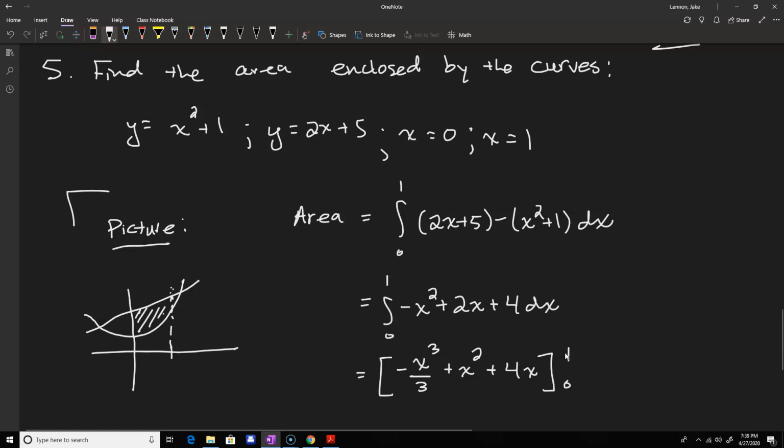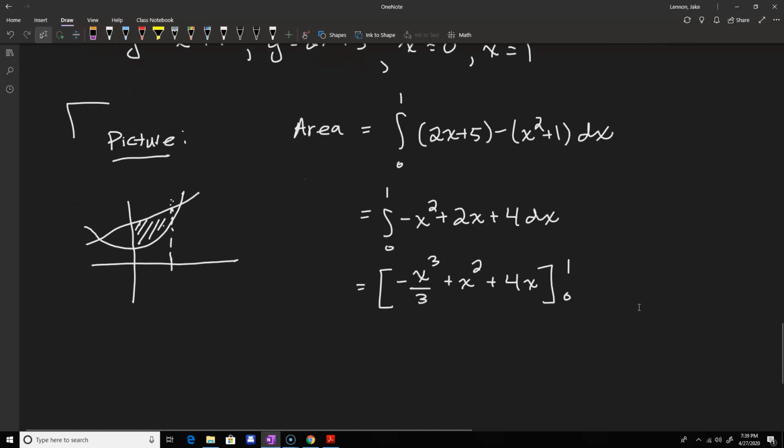Again, we're just doing a polynomial here. So when you plug in 0, everything vanishes. So really that's all we have to do is plug in the 1. So we get minus 1 cubed over 3 plus 1 squared plus 4 times 1. And this will come out to 5 minus a third, so that's just going to come out to 14/3. And that is your answer for this one. So really, if you get the setup right, the integration's a piece of cake.